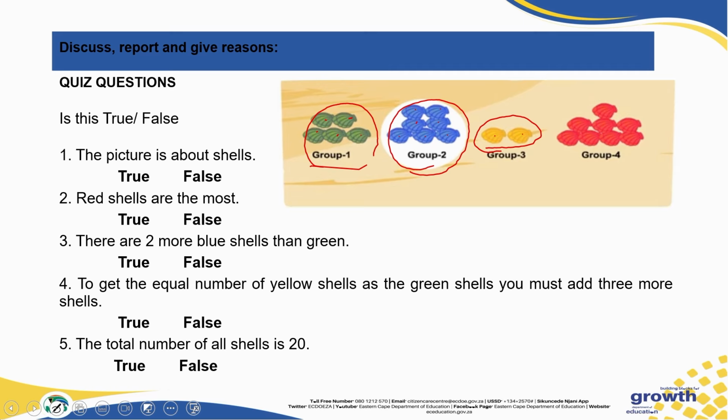Now, the last group, group 4, I have red shells. They are 1, 2, 3, 4, 5, 6, 7, 8. They are 8. That means I like red color. Wena utando upumbala. That's great.